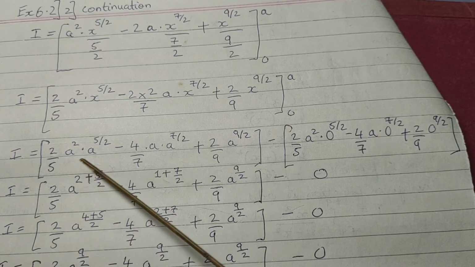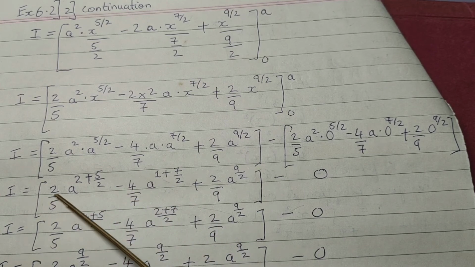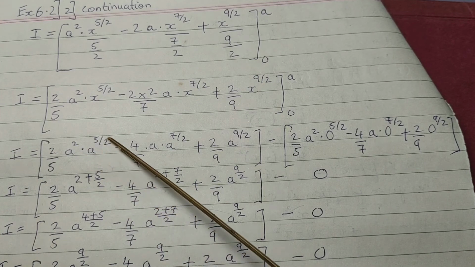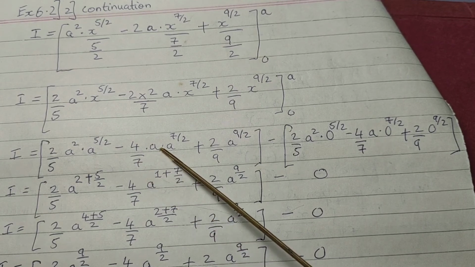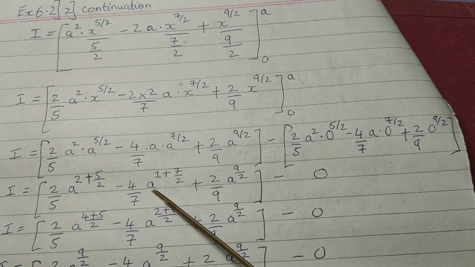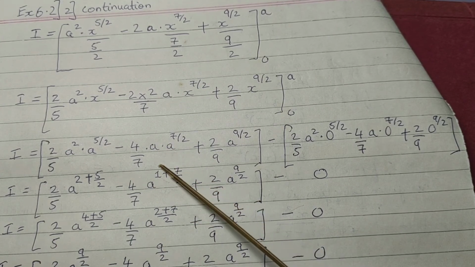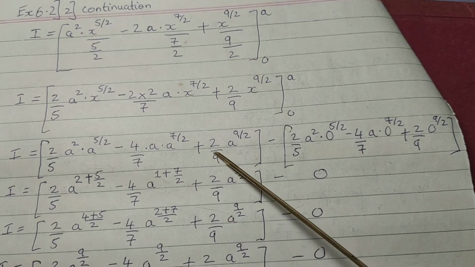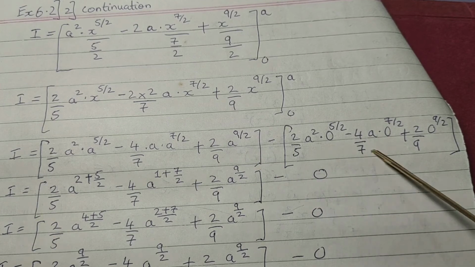So these two common bases we have to add. 2 plus 5 by 2 here, this is 2 by 5, as it is you have to bring it down. This common base, that is why we have to put one base. These two bases, this indices will get added. Minus 4 by 7 a, these are the common bases, so you have to put only one base, and you have to add 1 plus, nothing is written, you have to add 1 plus 7 by 2 plus 2 by 9 a raised to 9 by 2, and this term is fully 0.